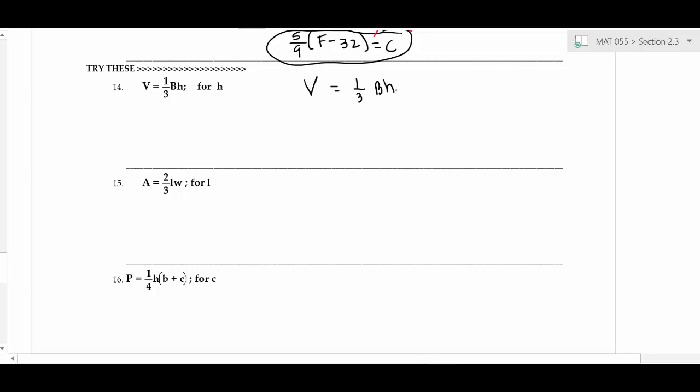Multiply by 3. That's what I would do. I think if you've got a fraction, just get rid of it. So the best way to start the problem is like that. Okay, that's going to give 3v equals b times h. Now, how do you get h by itself? You divide by b. So if we go through and divide by b, the best answer to the problem in the simplest form would be h equals 3v over b.